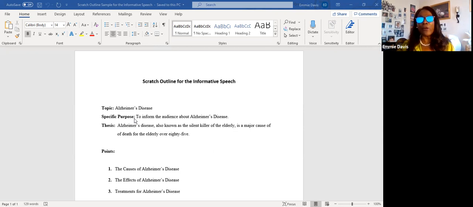The specific purpose will begin with an infinitive phrase, "to," and it gives a little bit more information on what the item or the idea is that you're going to talk about, but it's written in the form of a phrase. Let's remove that little period from behind there, because that's not a sentence, in the form of a phrase. So it'll be "to inform the audience about," and whatever your topic is.